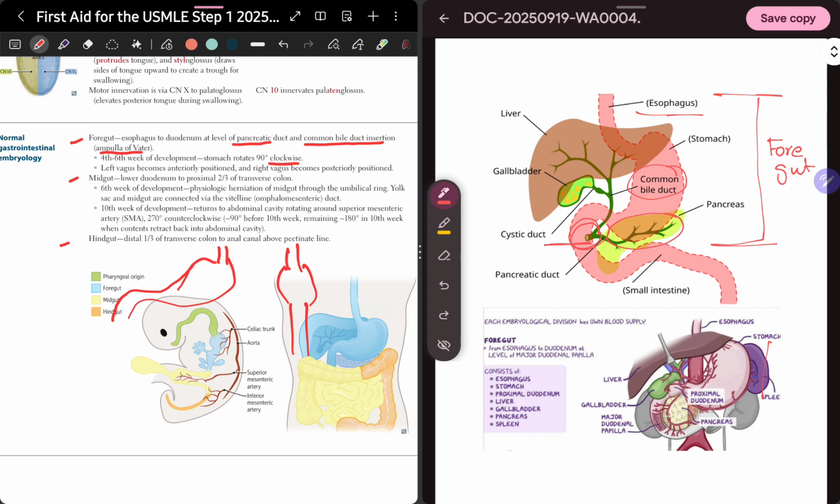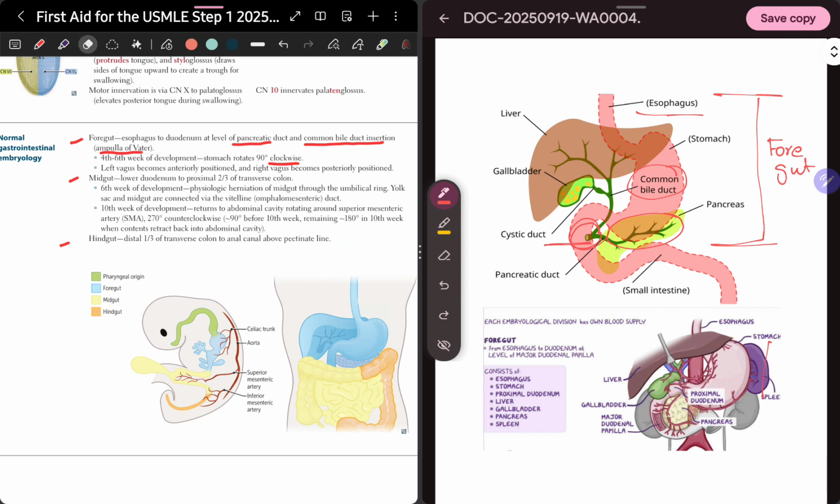The next thing is that the left vagus becomes anteriorly positioned and the right vagus becomes posteriorly positioned. This also happens due to the clockwise rotation of the stomach. Here you can see this is the left vagus nerve and this is the right. When the stomach moves 90 degrees clockwise, the left becomes anteriorly positioned and the right becomes posteriorly positioned.